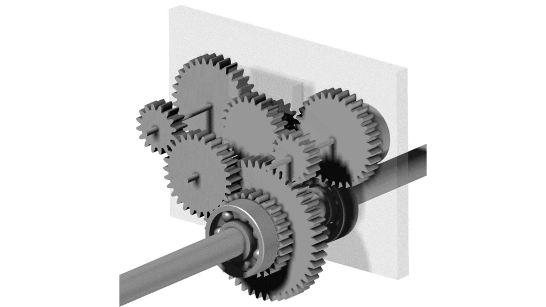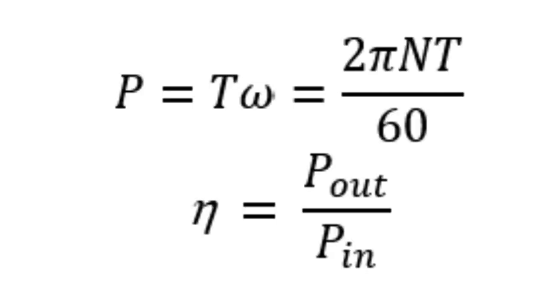Mechanical power associated with continuous rotation of a component is given by, where P is power in watts, T is torque in Newton meters, omega is rotational speed in radians per second, and finally, N is speed in RPM. If the input and output power are calculated using the corresponding values of torque and speed, drive efficiency can be defined as the ratio of output power, P out, to input power, P in.